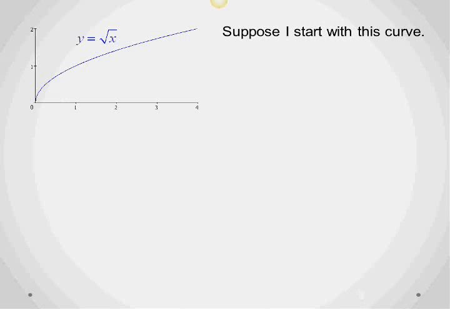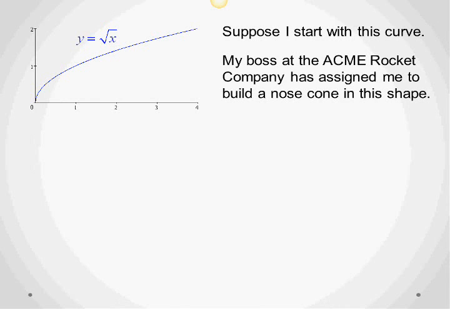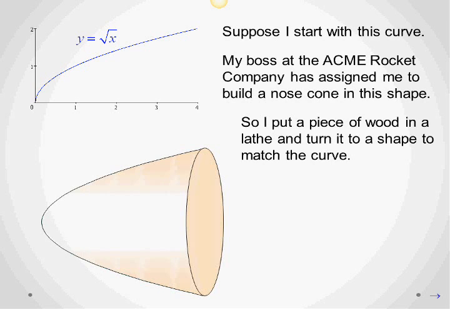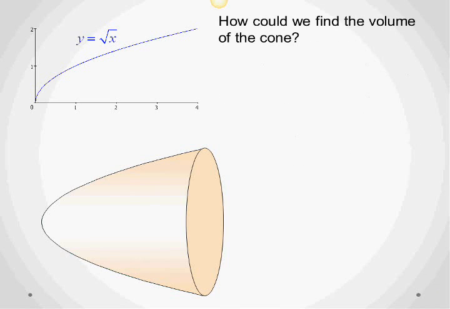Let's talk about another concept. Suppose we start with this curve, and this curve is the square root of x. My boss at the Acme Rocket Company has assigned me to build a nose cone in this shape. So I put a piece of wood in a lathe and turn it to a shape to match the curve. And so you can see that by now rotating around the x-axis, we have made a 3D image. And we're going to try to find the volume of this particular cone.